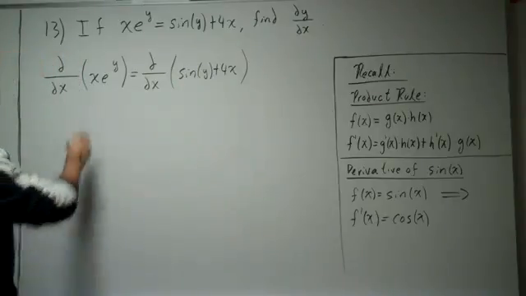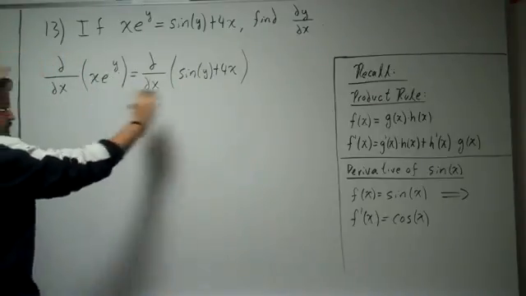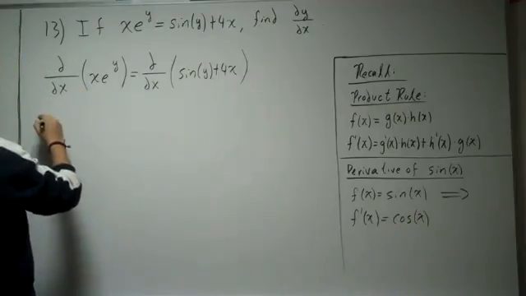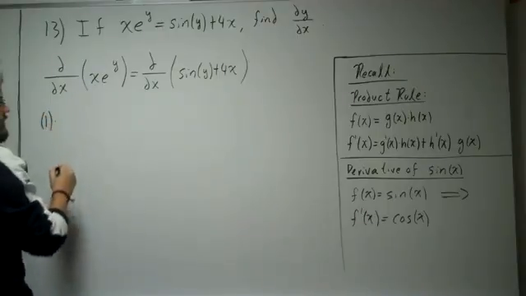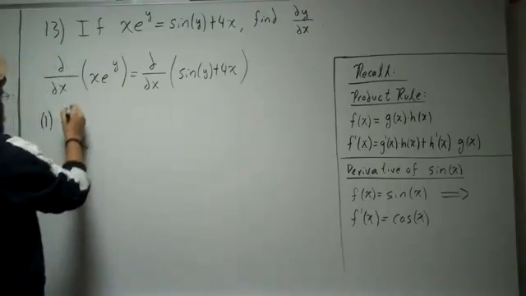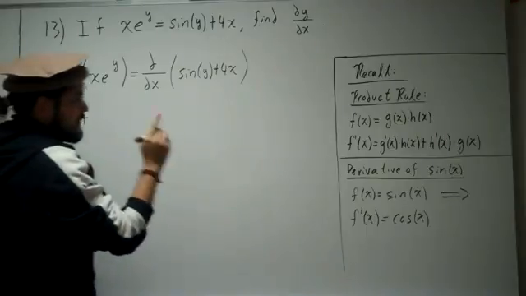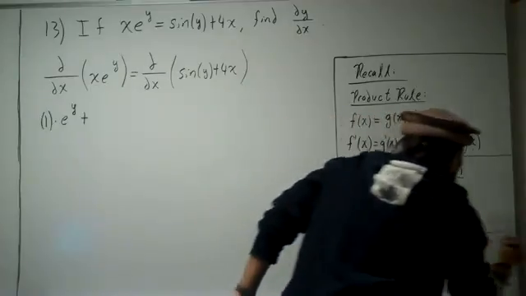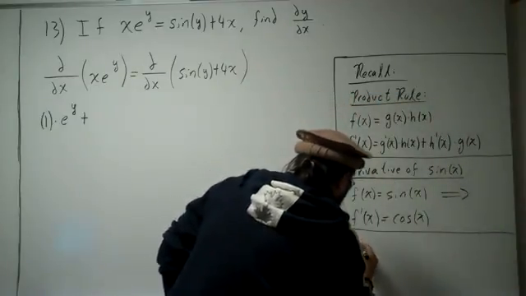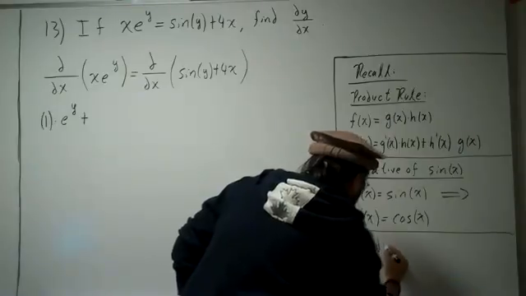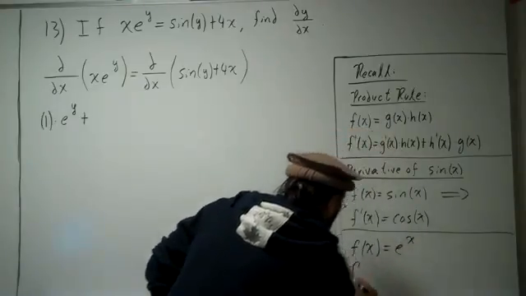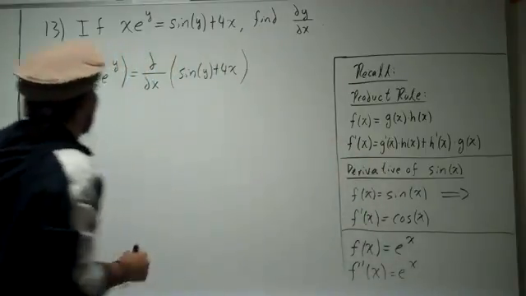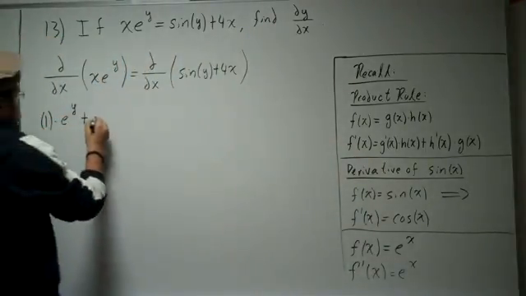By doing that, I have a function times another function, so I must use the product rule. The product rule states: the derivative of x, that's 1, so we have 1 times e to the y, plus the derivative of e to the y. Also, another thing I forgot to recall here is that the derivative of e to the x is just e to the x. So the derivative of e to the y is just e to the y.